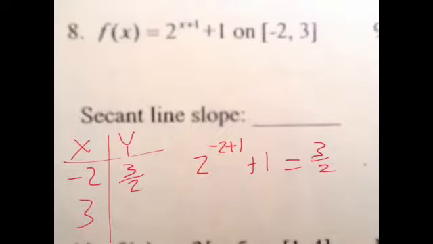And then on this next one, you have to put in 3. So do 2 to the 3 plus 1, and then you have the plus 1 on the end. 3 plus 1 is 4. 2 to the 4th is 16. Add 1 gives you 17. And so that's how I got 17.